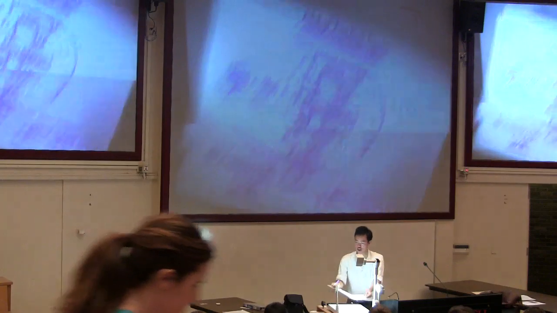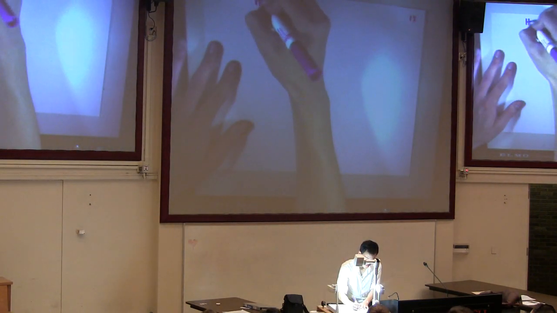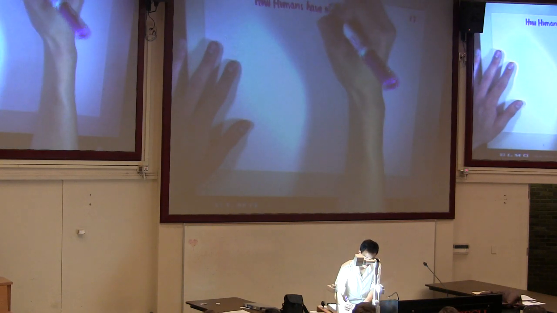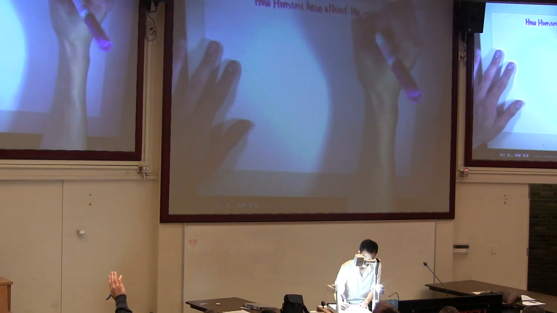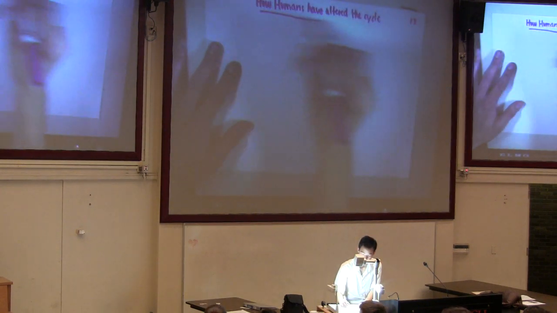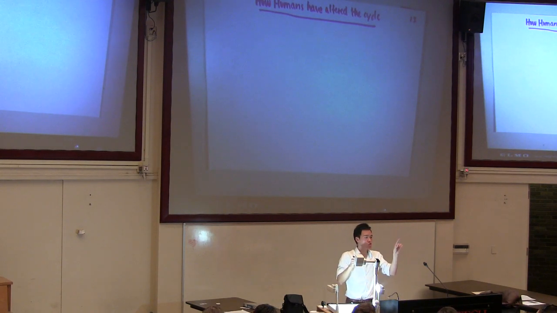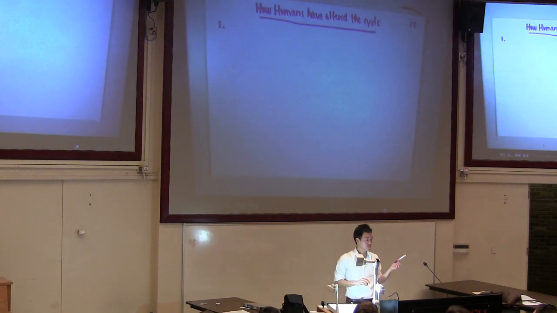So let's look at some ways that humans have changed the balance. How humans have altered the cycle. Jeffrey, yes? What was that percentage? It was 0.038%. Okay. So again, everything we're talking about deals with carbon and carbon dioxide, okay? So what have humans done? Okay, burn fossil fuels.